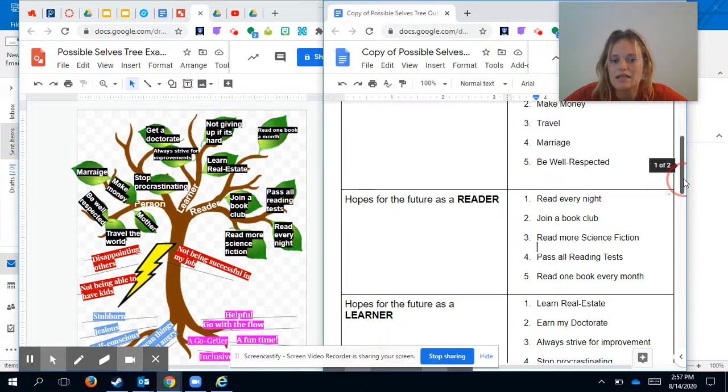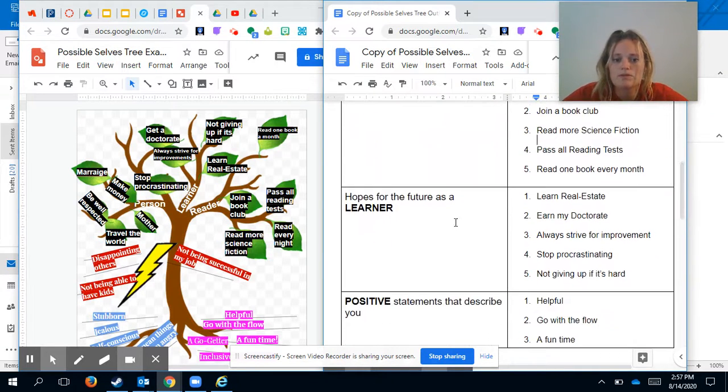And then last but not least, my hopes for the future as a learner, I put all what I wanted as a learner on this branch. So I want to learn real estate, earn my doctorate, always strive for improvement, stop procrastinating, and not give up if it's hard. Okay, so that is what the tree portion is going to look like.